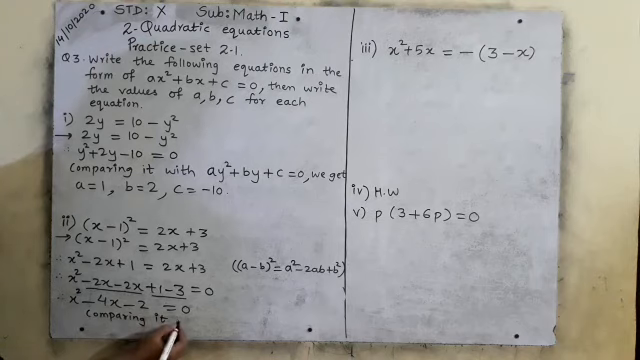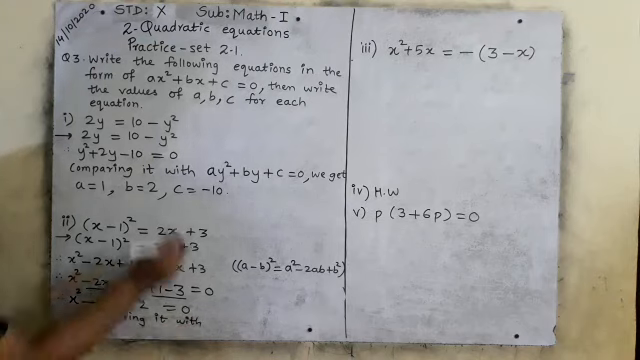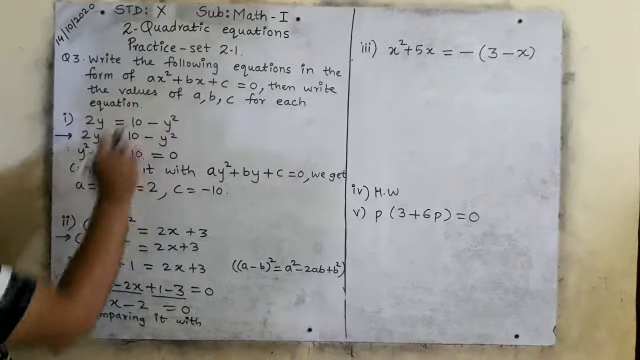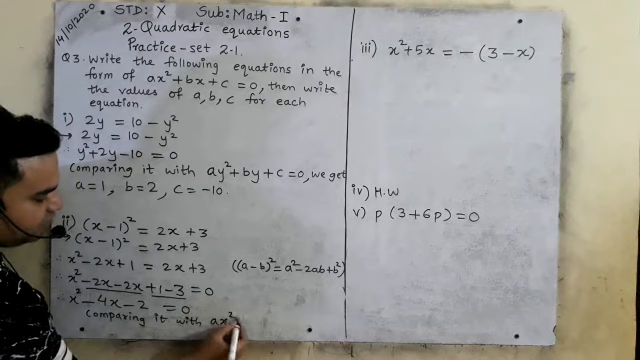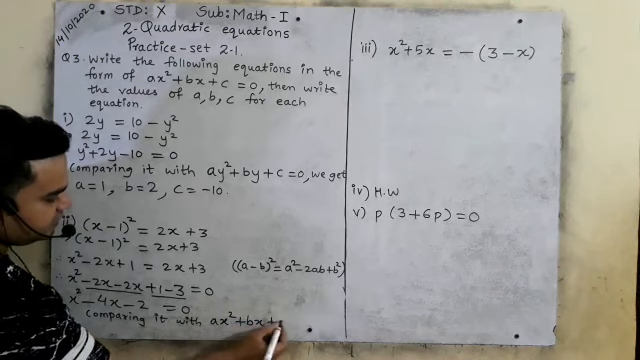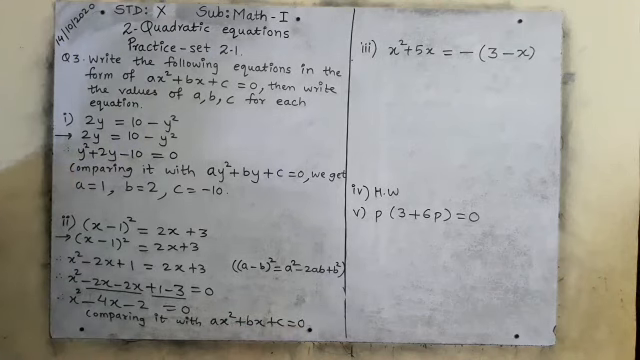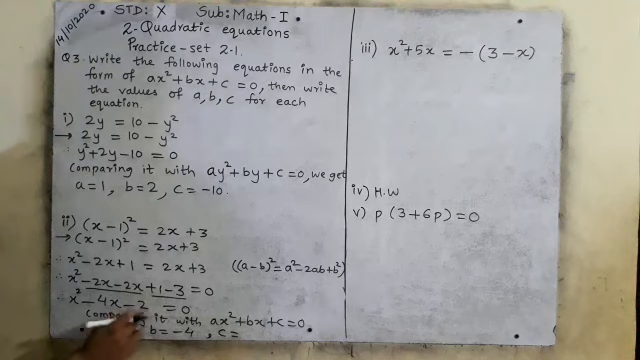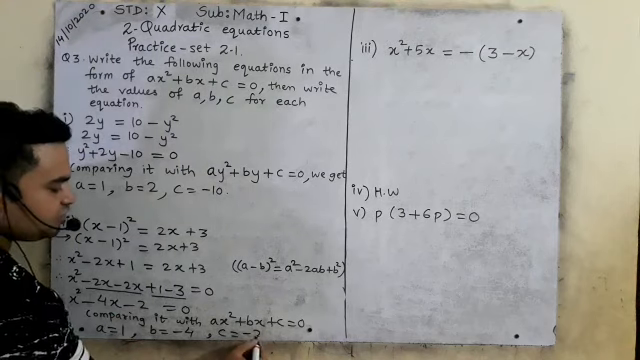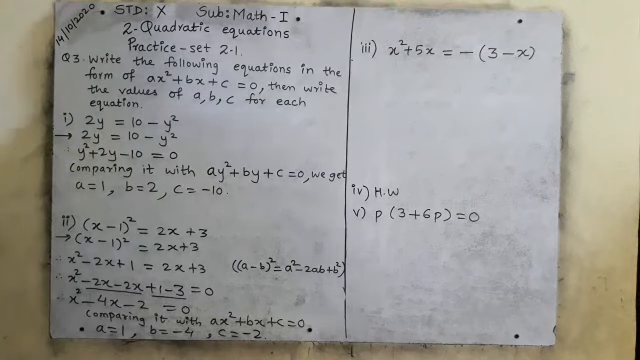We will compare it with the standard form. Here x is used and here also x, so no problem. A x square plus b x plus c is equals to 0. So a is equals to how much? A is equals to 1. B is equals to how much here? Minus 4. And c is equals to how much here? Minus 2. I hope you understood how to solve this.